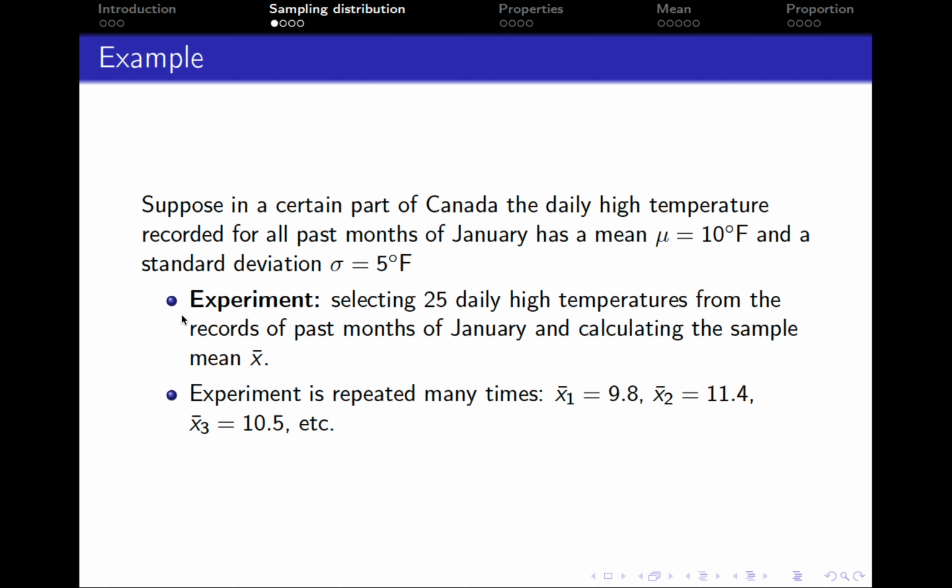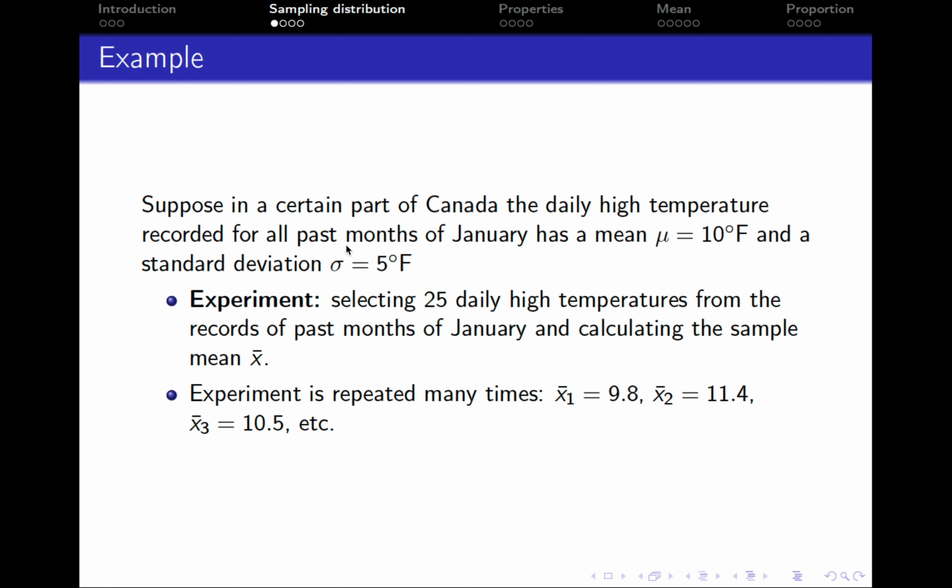To understand the concept of a sampling distribution, let's have a look at an example. Suppose in a certain part of Canada, the daily high temperature recorded for all past months of January has a mean value of 10 degrees Fahrenheit and a standard deviation of 5 degrees Fahrenheit. As you can see, the mean value is the so-called population mean, and the standard deviation is the population standard deviation. And we know the mean is denoted by mu, and the standard deviation is denoted by sigma.